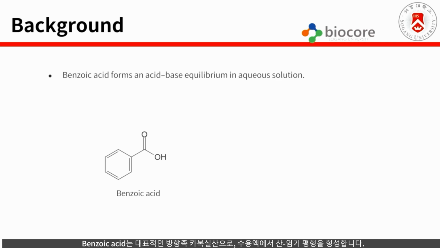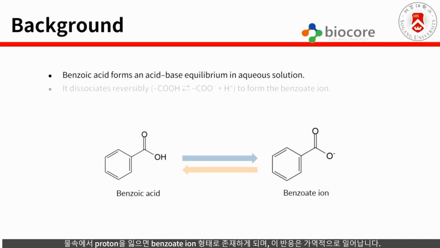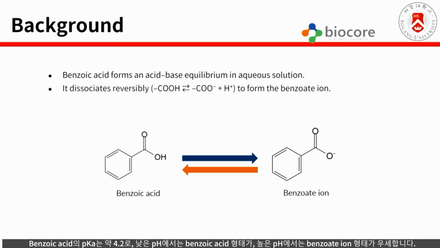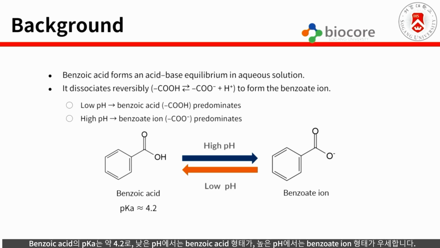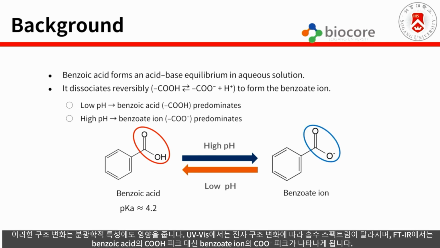Benzoic acid is a representative aromatic carboxylic acid that forms an acid-base equilibrium in aqueous solution. When it loses a proton in water, it exists as the benzoate ion, and this reaction occurs reversibly. The pKa of benzoic acid is approximately 4.2. At low pH, the benzoic acid form is dominant, while at high pH, the benzoate ion form becomes predominant. This can be understood as a structural conversion between the carboxylic acid form and the carboxylate form. These structural changes also affect the spectroscopic properties of the molecule.